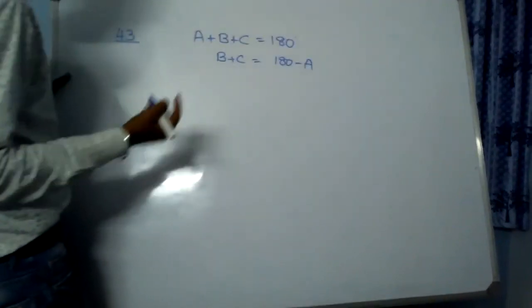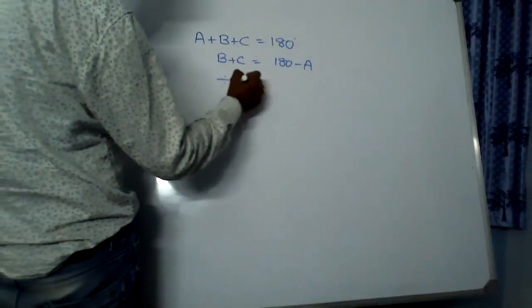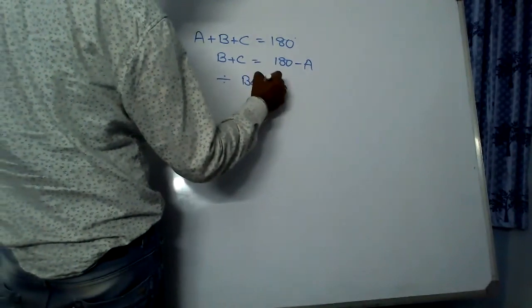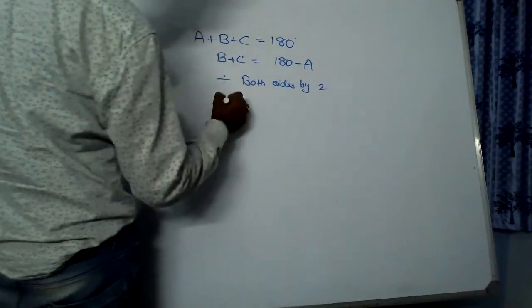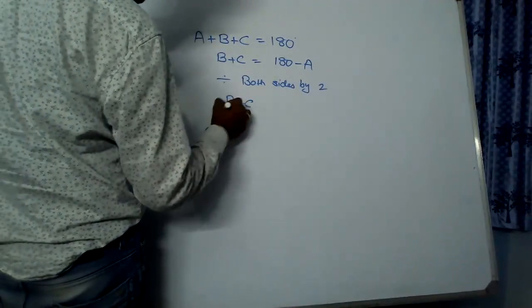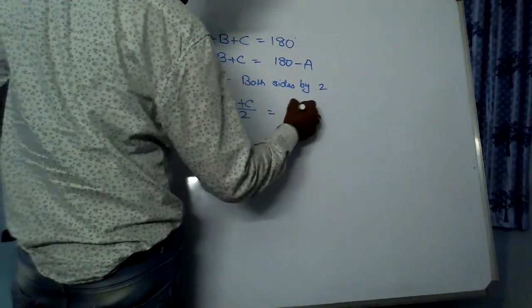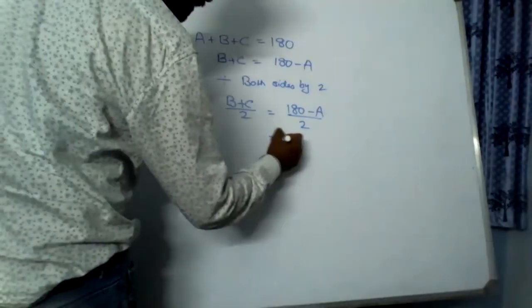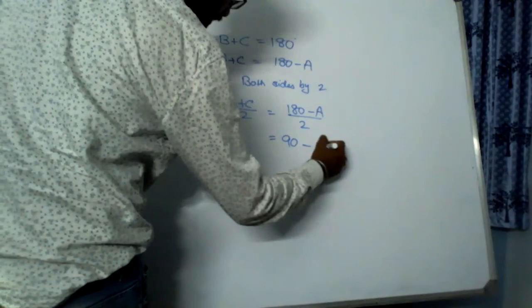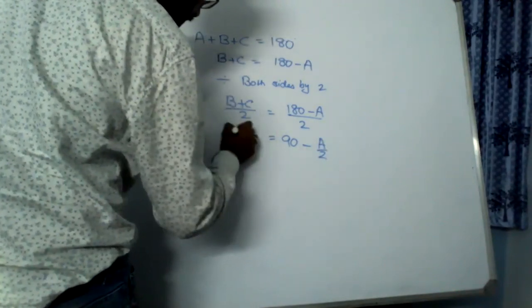Now since they want (B plus C) by 2, I'll divide both sides by 2. So what will I get here? (B plus C) divided by 2 equals (180 minus A) divided by 2. If I separate it, I can write it as 90 minus A by 2. So (B plus C) by 2 is this.